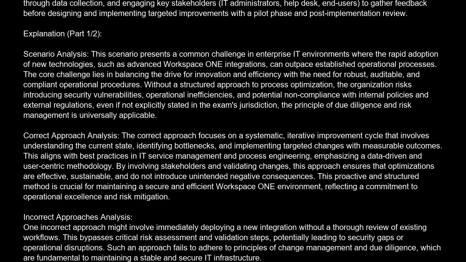Incorrect approaches analysis. One incorrect approach might involve immediately deploying a new integration without a thorough review of existing workflows. This bypasses critical risk assessment and validation steps, potentially leading to security gaps or operational disruptions. Such an approach fails to adhere to principles of change management and due diligence, which are fundamental to maintaining a stable and secure IT infrastructure.